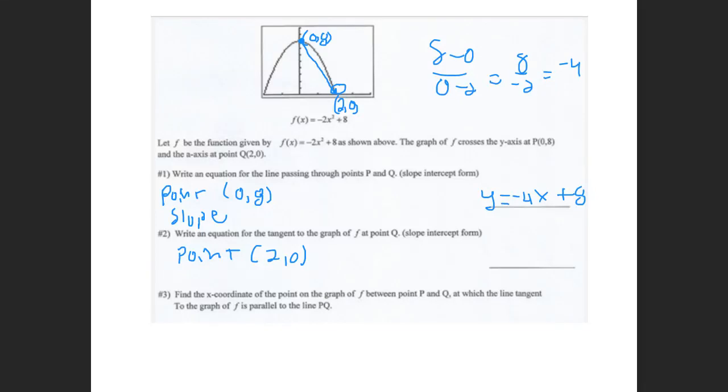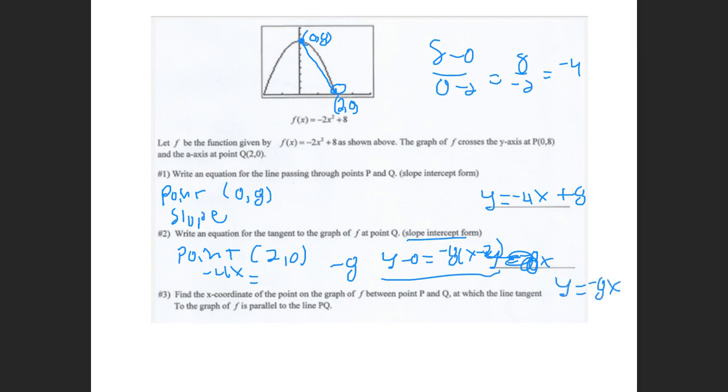Well, to find the slope, I'm going to take the derivative of this. So that's going to be negative 4x. And then I'm going to plug 2 in there. So that gives me negative 8, doesn't it? So now I have y is equal to negative 8x. Oops, I want to do it in point slope form. So I've got y minus 0 is equal to negative 8 times (x minus 2). And I would just leave it like that. Oh, it did tell me to put it in slope intercept form, so I guess I will change it. So y is equal to negative 8x plus 16. Is that right?